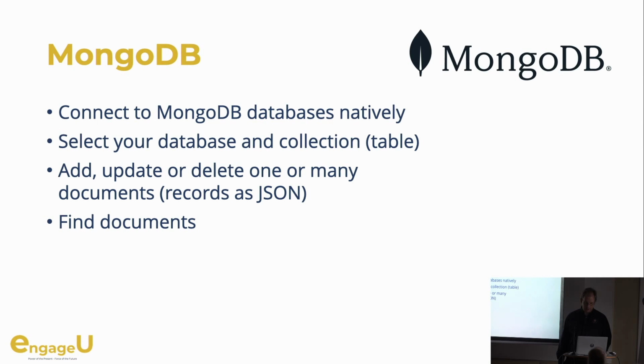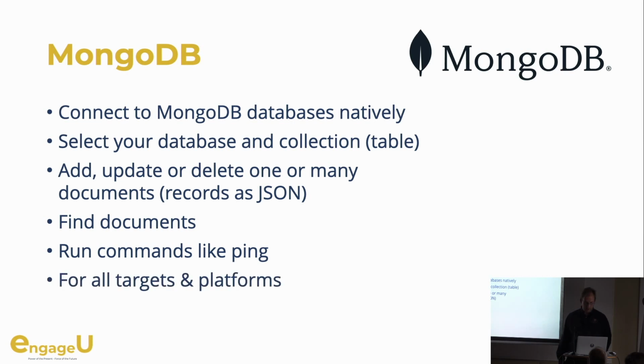All the records are stored as BSON internally, but the plugin provides you the values as JSON, and you pass in JSON, so we do the JSON to BSON translation for you. You can find records, get values back, run queries, and you can, of course, run custom commands, for example, the ping one. And this is available for all targets and platforms. And we recently added support for transactions. So if you have a client with a MongoDB database and they are asking you to upload data, you can just do it with the plugin.